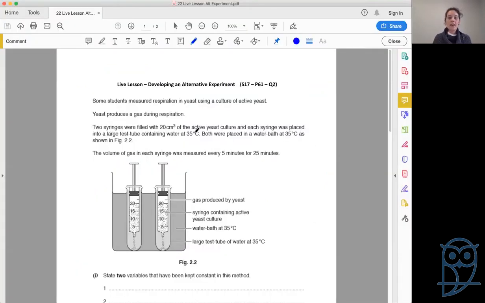Okay, so here we have a piece out of a question paper. We're not going to work through the whole question paper. We know we can't do that in the time we have available.